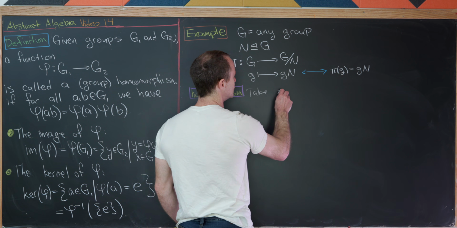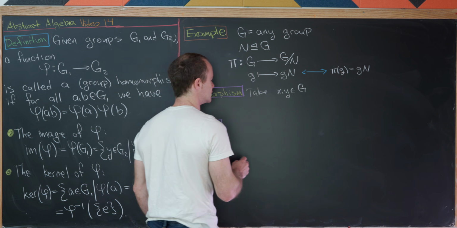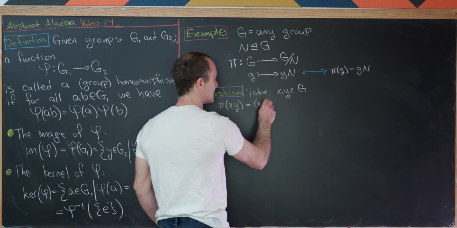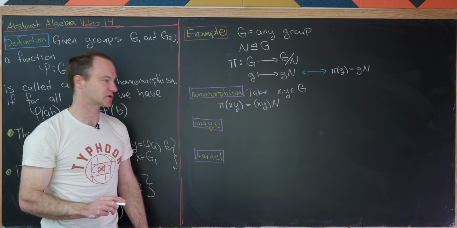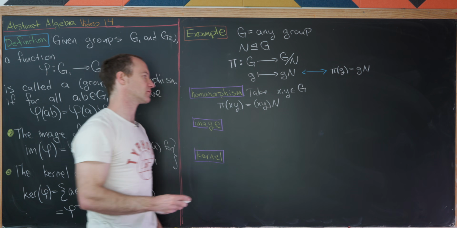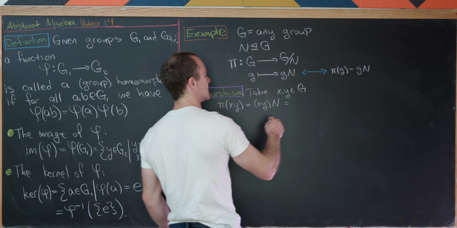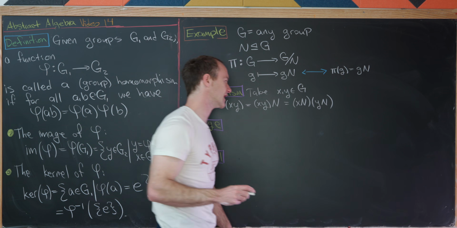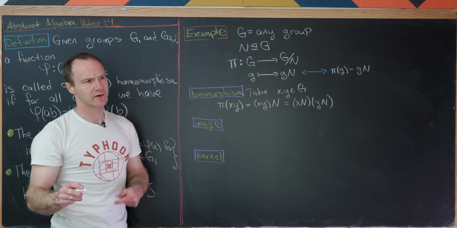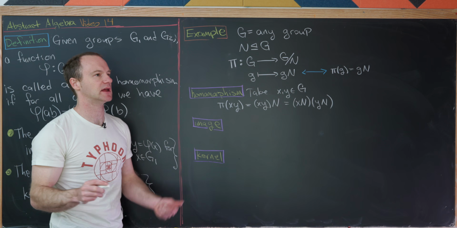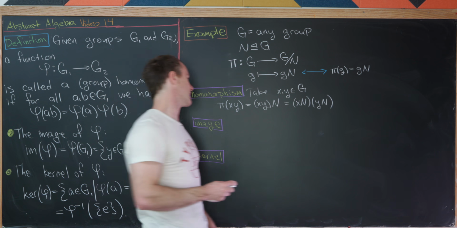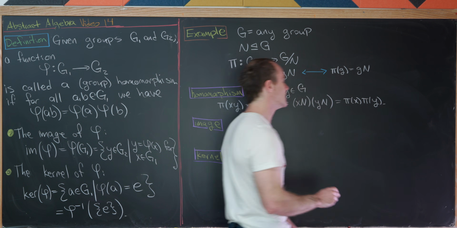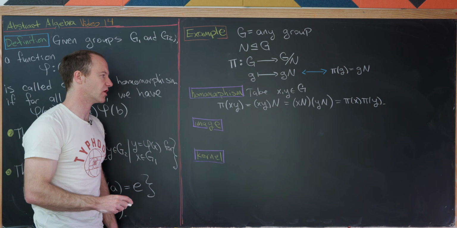So let's take two arbitrary elements x and y in G, and we want to look at pi of xy. But let's notice that by definition, that is the coset xyN. But since N is a normal subgroup, we know that this is a group over here, and then this is equal to the coset of xN times the coset of yN. Remember, everything is well defined here because N is normal and we're in a quotient group. Okay, but then this is exactly equal to pi of x times pi of y. But that's exactly where we needed to end up for this to be a homomorphism.